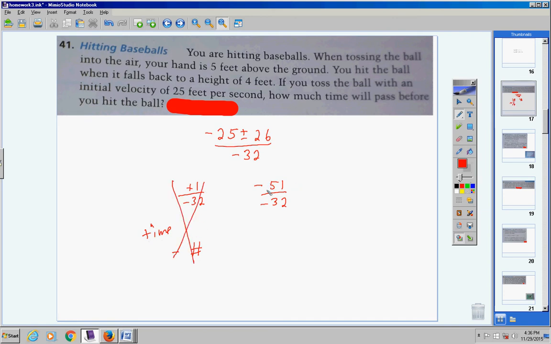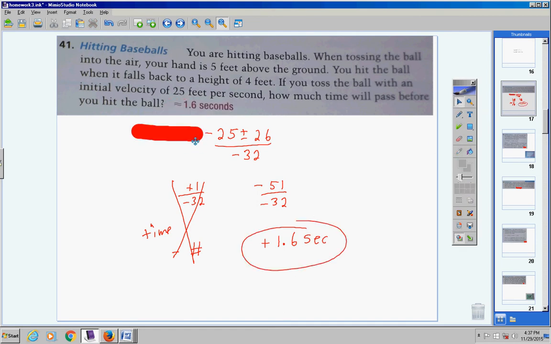Now, negative over a negative is positive. 51 divided by 32 is 1.6, and of course, that's a positive sign right there. Time in this throw formula is seconds, so that's how much time you have. You have 1.6 seconds to hit the ball.